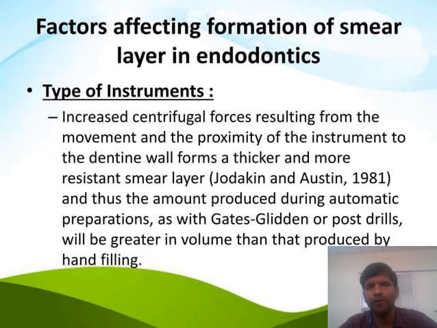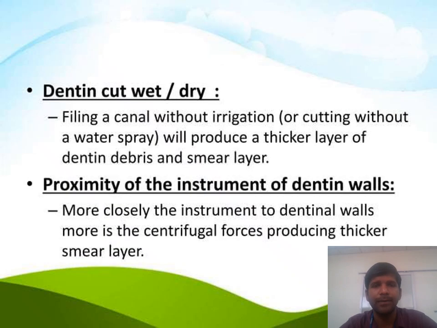Factors affecting the formation of smear layer in endodontics. Type of instruments. Increased centrifugal forces resulting from the movement and the proximity of the instrument to the dentin wall form a thicker and more resistant smear layer, and thus the amount produced during automatic preparation, as with Gates Glidden drills or post drills, will be greater in volume than that produced by hand filing. Coming to the dentin cut, which is wet or dry, filing a canal without irrigation or cutting without a water spray will produce a thick layer of dentinal debris and smear layer.